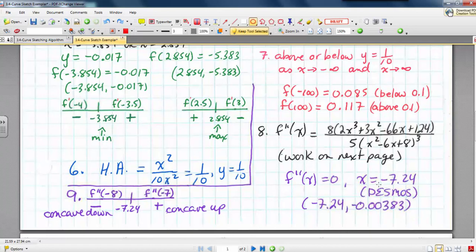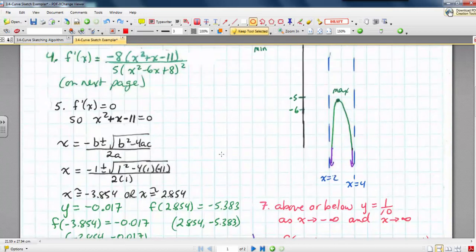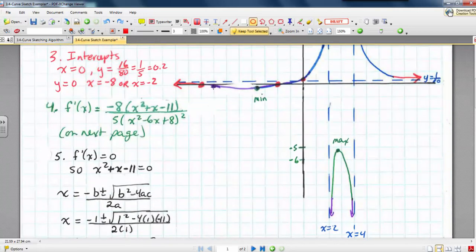I graphed this on Desmos to find where the 0 was, and I found that x equals -7.24 was where the 0 occurred. I then went back to my original graph and found the y value at that point, and so I plotted this point as best I could right in here.